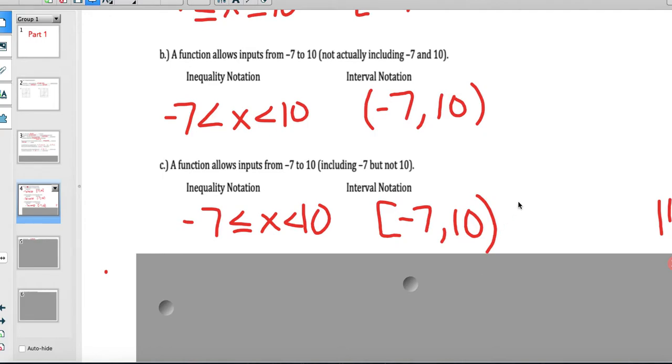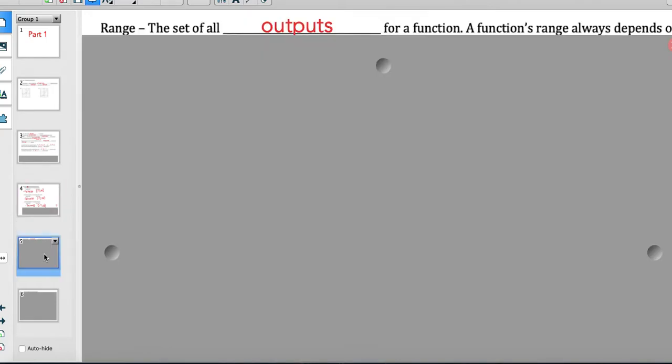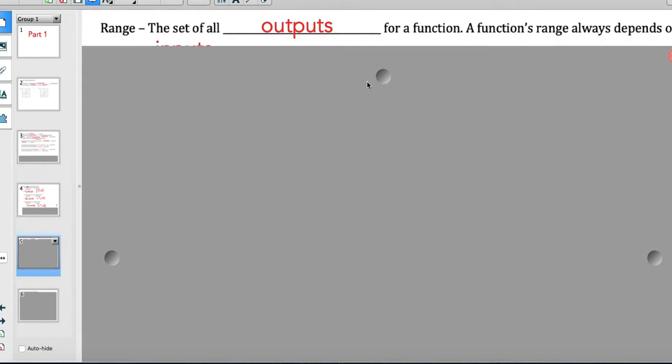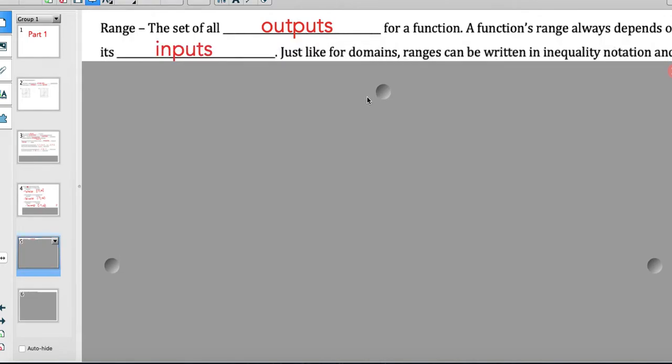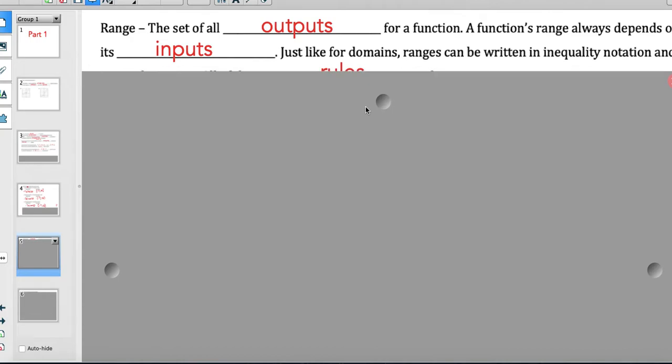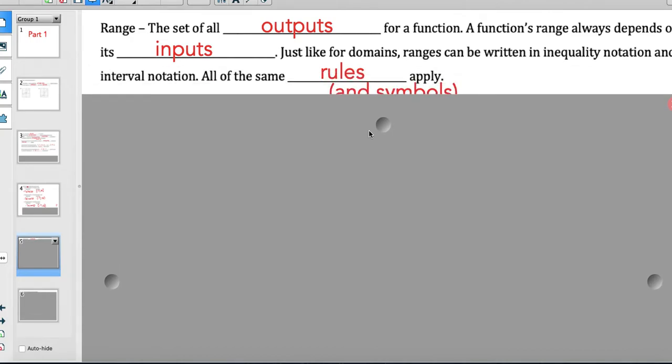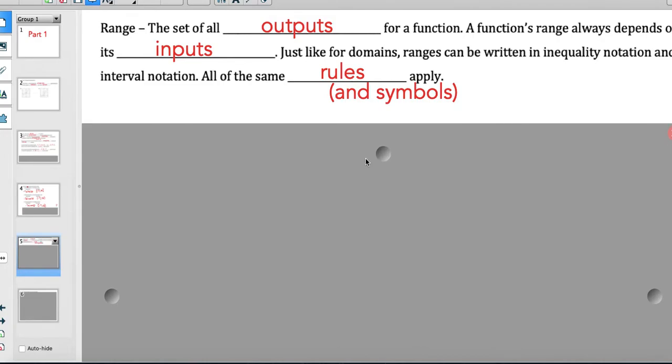All right, so let's move on to range. Range is the set of outputs for a function. The function's range always depends on its inputs. Just like for domain, ranges can be written as inequality notation and interval notation. All of those same rules and symbols apply, with being equal to or not equal to, including and not including.